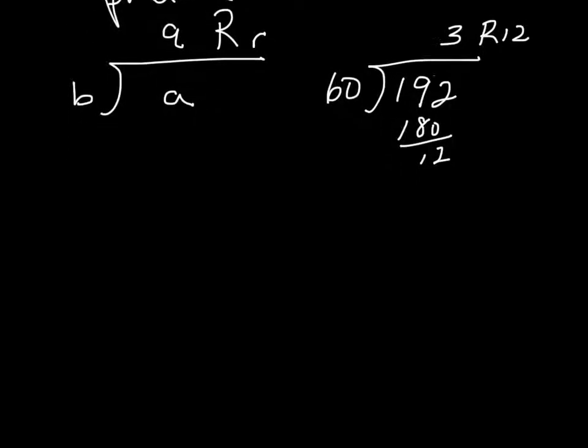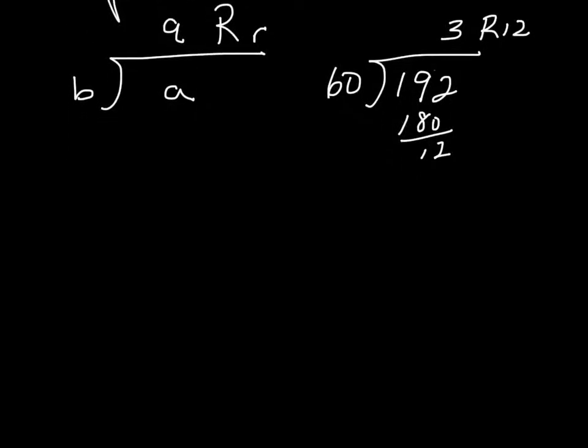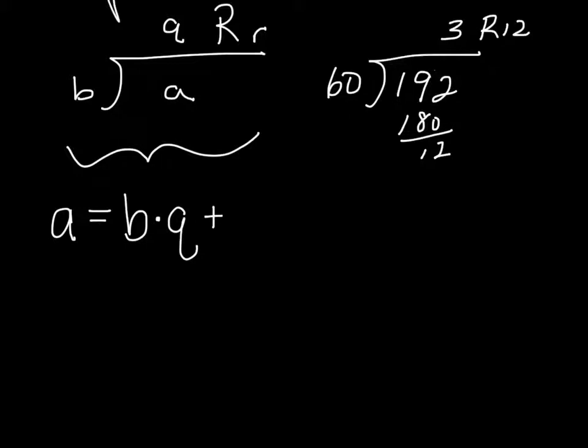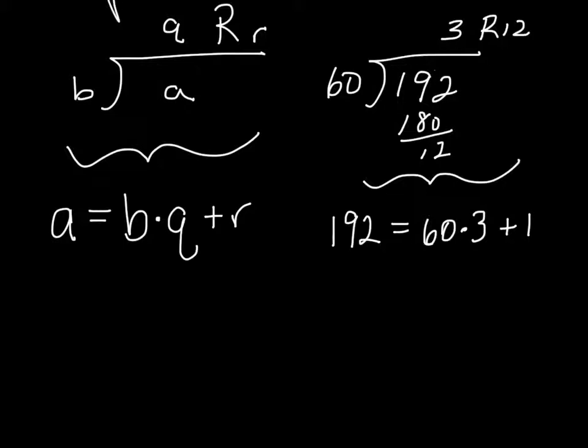So I've got the division theorem. This thing turns into A equals B times Q plus R. Here's a very specific example that we've known since 2nd or 3rd grade: 192 equals 60 times 3 plus 12. This is still a little bit fancy.